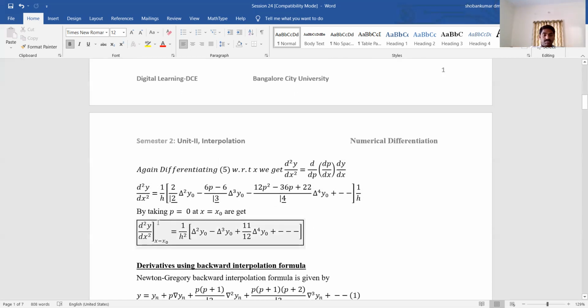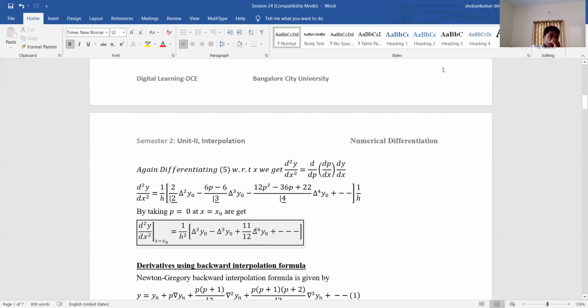By back substitution, taking p is equal to 0 at x equal to x naught, the above expression becomes d square y by dx square at x equal to x naught is 1 by h square into delta square y naught minus delta 3 y naught plus 11 by 12 delta 4 y naught plus and so on. This is the second derivative of y with respect to x at x equal to x naught according to the Newton forward interpolation formula.